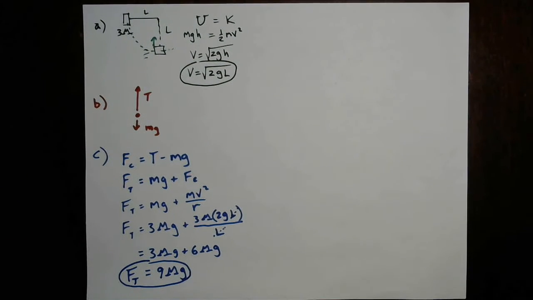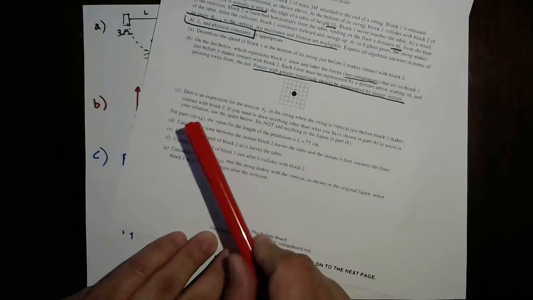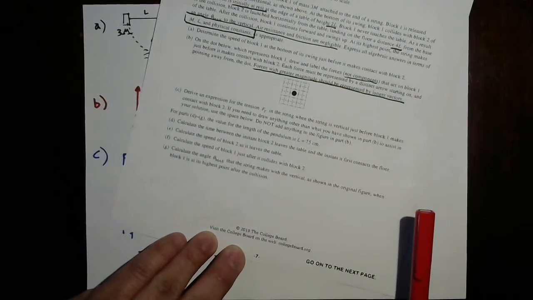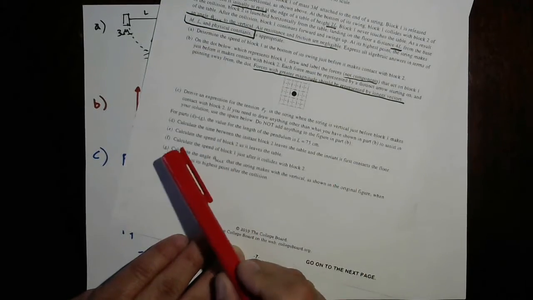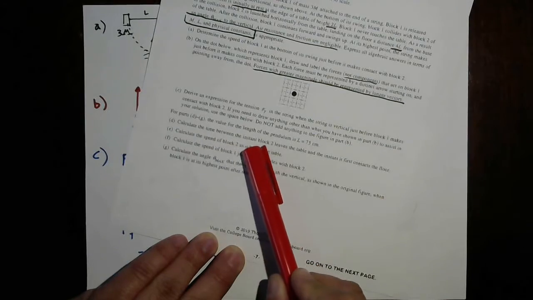Beautiful. Okay. Now we're on to part D. That was pretty simple. Part D is below a little thing. It says for parts D through G, the value for the length of the pendulum is 75 centimeters. Okay, so maybe we're going to put some numbers in here at this point. The first thing they ask is to calculate the time between the instant block 2 leaves the table and the instant it first contacts the floor.